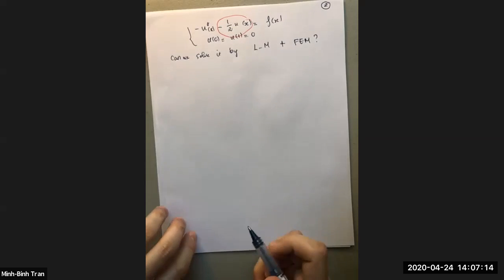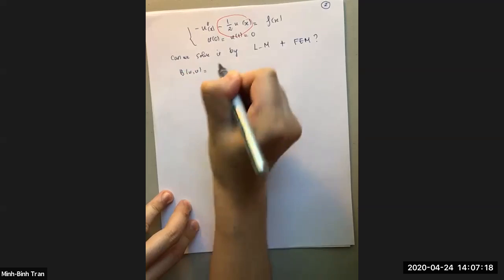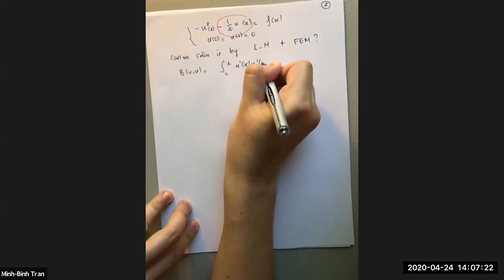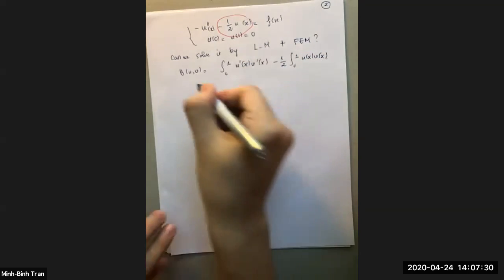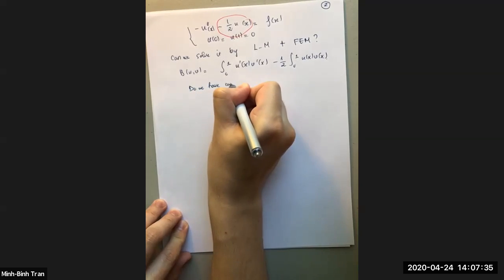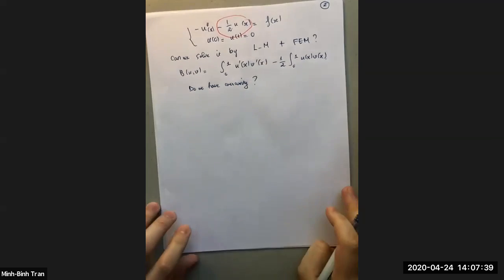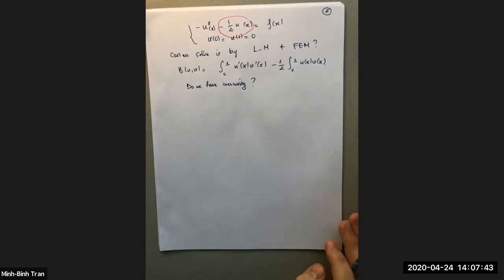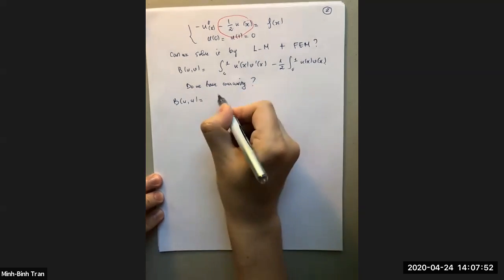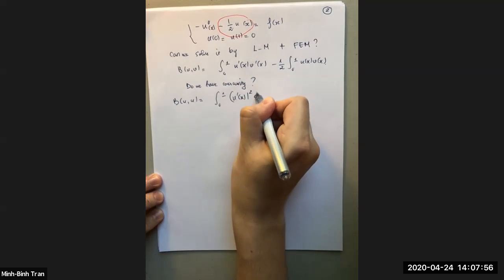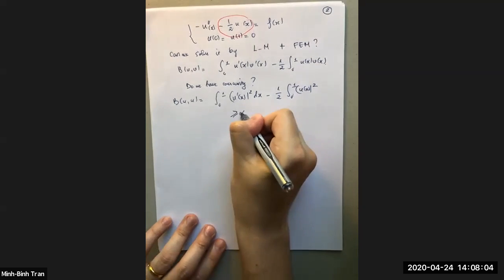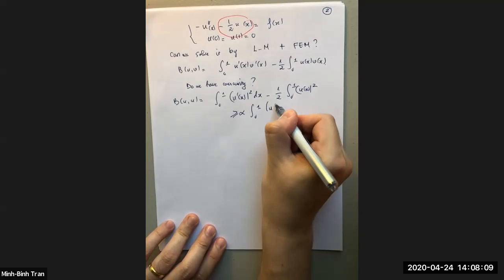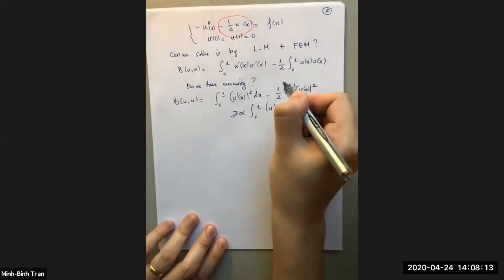So then my question becomes simpler. Do you have coercivity for this guy? Do we have coercivity? No. So now you have what? You have B(u,u), which is equal to the integral from 0 to 1 of u prime squared dx, and here I have minus one half times the integral from 0 to 1 of u squared. Right? So can I find alpha so that this is bigger than alpha times the integral of this guy? Is there an alpha?